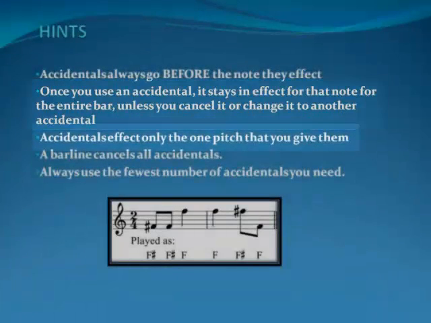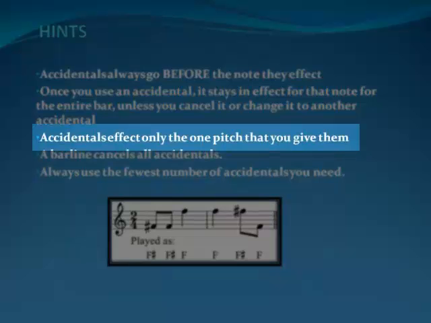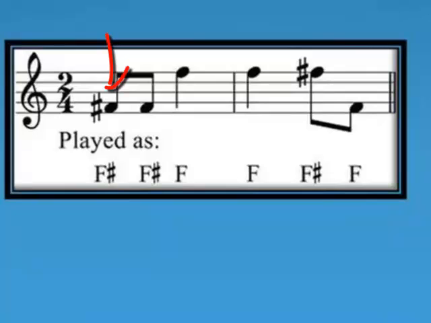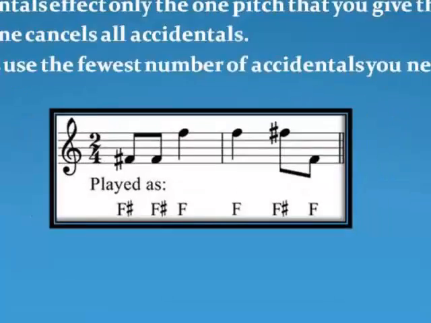In the example you see, the first F is sharp. Therefore, the second F is also sharp because it's in the same pitch. The third F in this first measure would be F natural because it's a different pitch. In the second measure, the first F would be natural. The second F that has the sharp in front of it would of course be sharp. The last F would be natural because it's a different pitch. A bar line always cancels all accidentals.